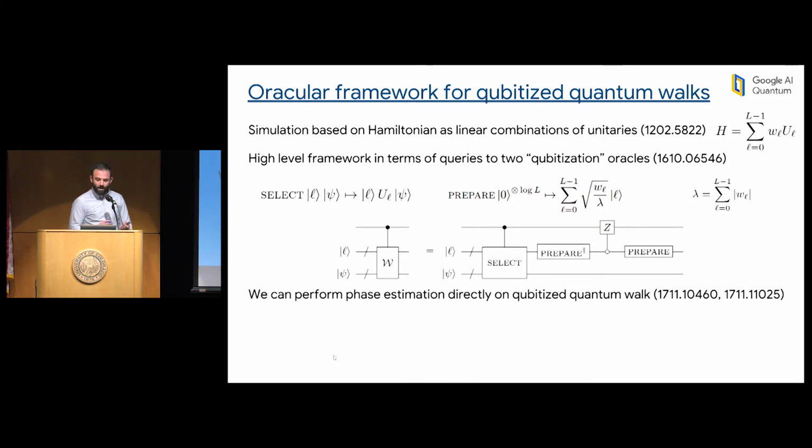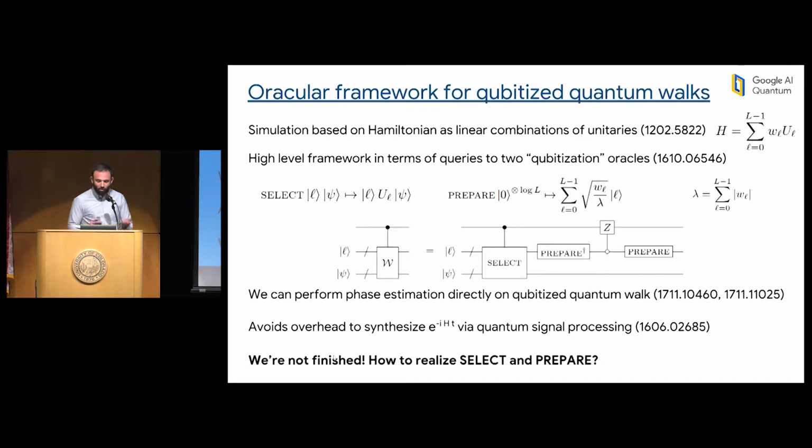Pretty straightforward. There were a couple papers in late 2017 that both essentially pointed out and worked out some of the details of the fact that you can, in fact, just prepare eigenstates by performing phase estimation on this thing, and it works out how you would expect. There's a couple details there, but the point is that by performing phase estimation directly on the quantum walk instead of the time evolution operator, we don't need to synthesize the time evolution operator using quantum signal processing. So we don't use quantum signal processing, and that does save us some overhead asymptotically too, so that's nice. But of course, we're not finished.